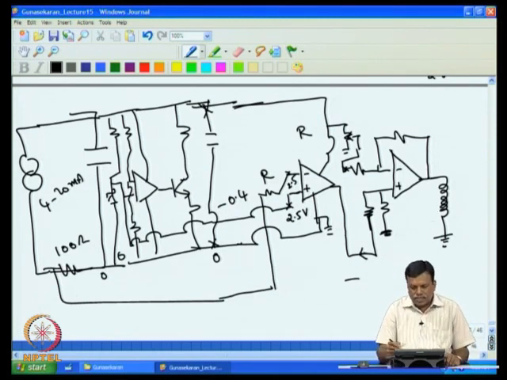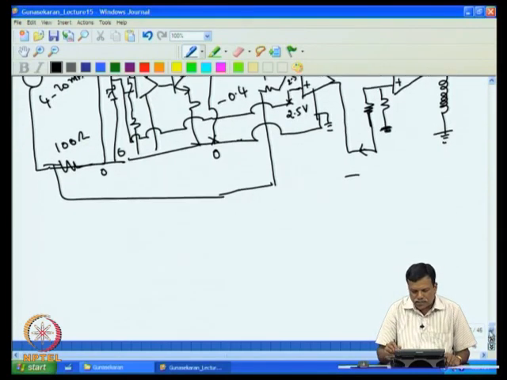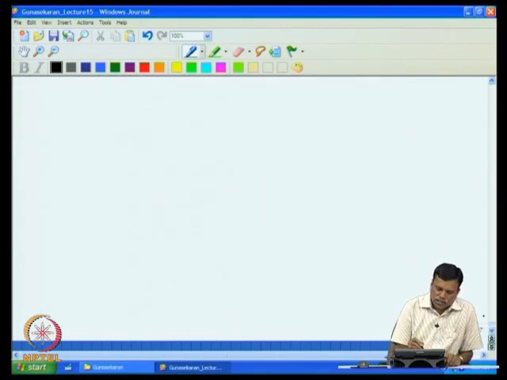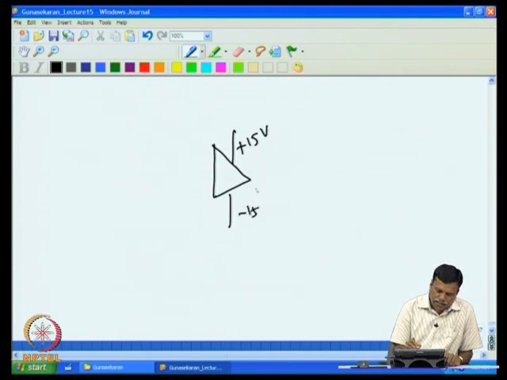Now, in this example, we used a single power supply, and single power supply usage is very important in the process control industry, because normally we use a dual supply for the op amp, like we put plus 15 and minus 15, and then we apply a voltage to the plus terminal and minus terminal.